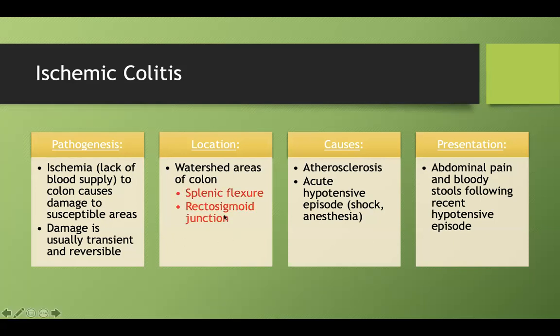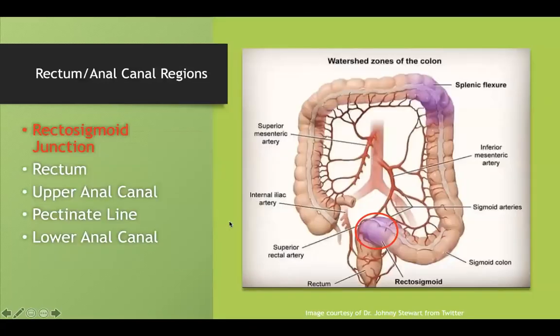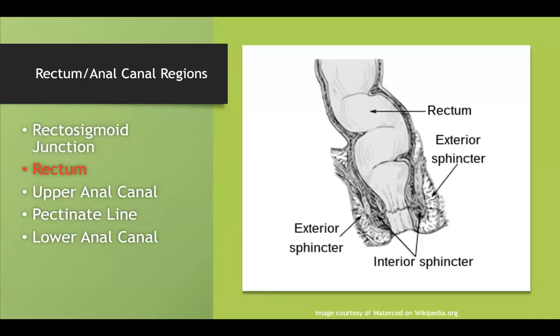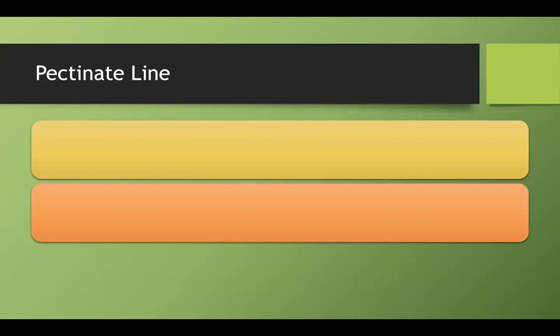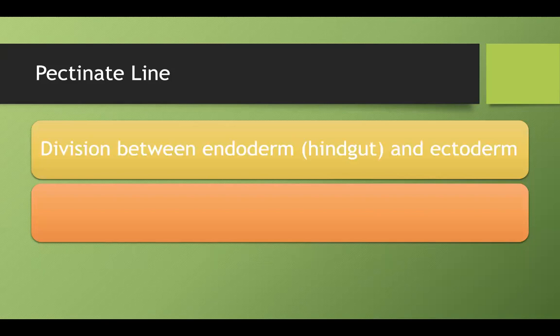And again, we have our rectosigmoid junction highlighted here. And so more distally to the rectosigmoid junction, you'll have your rectum. And what I'll do is I'll change it to a slide where we can see everything. So here's our rectum I've circled. You have your upper anal canal. You can see the lower anal canal. And dividing the upper and lower anal canal is something called the pectinate line. And as I alluded to, the pectinate line is probably the most important thing that you need to be aware of when you're studying this section.